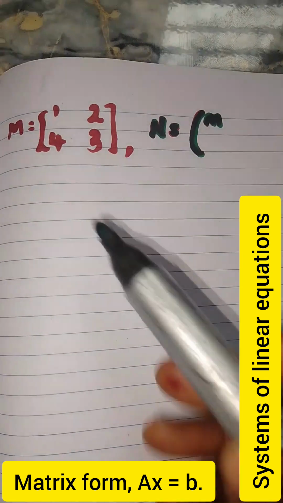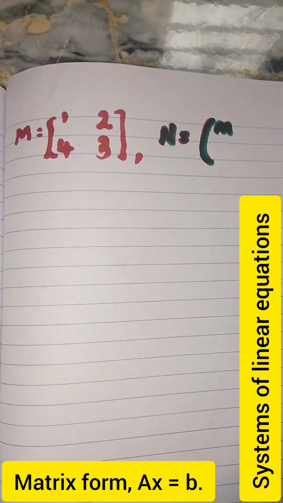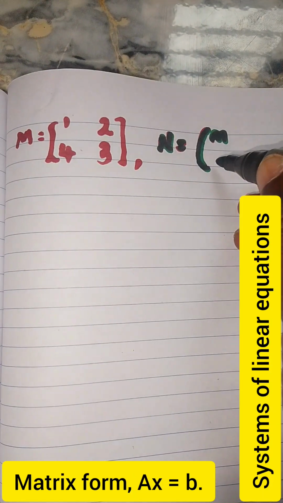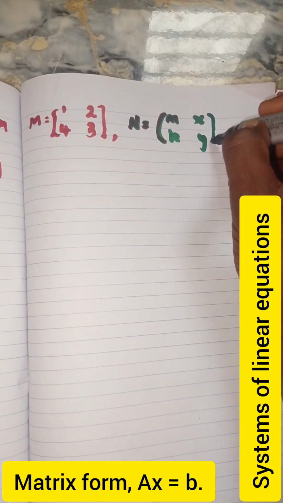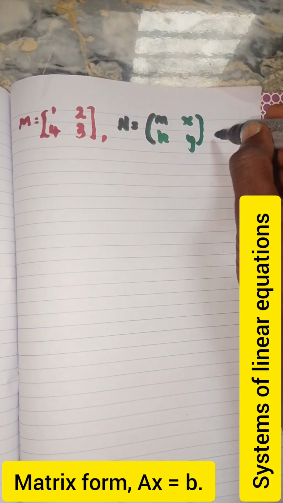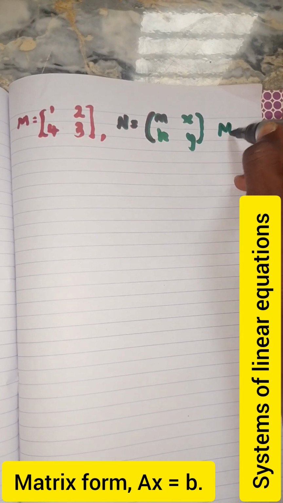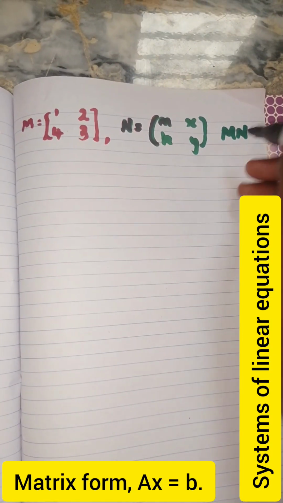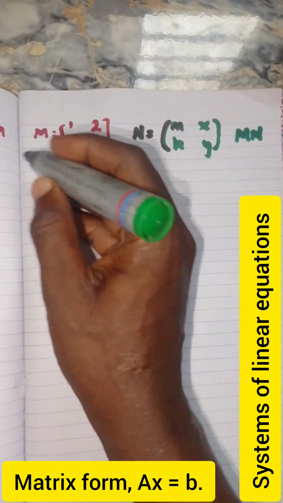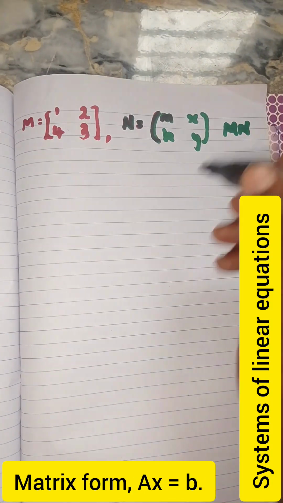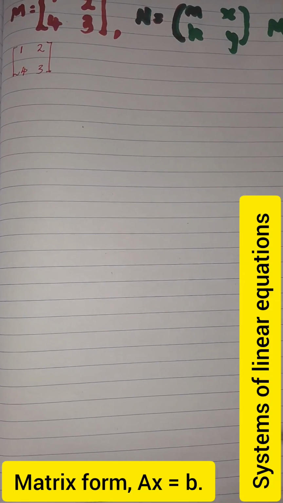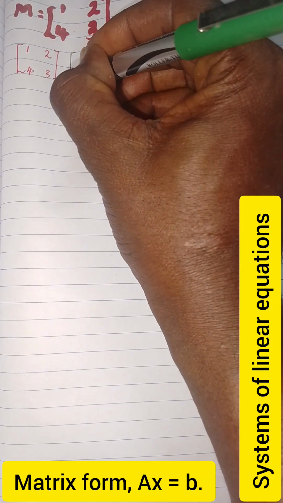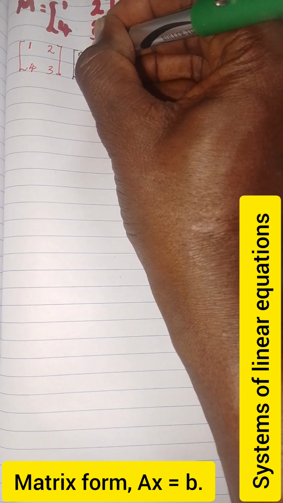Well, these are the elements of M. We write the elements of N. So you're required to find MN. So this is multiplication of matrices. What is M times N? We have to multiply practically to see what we have.